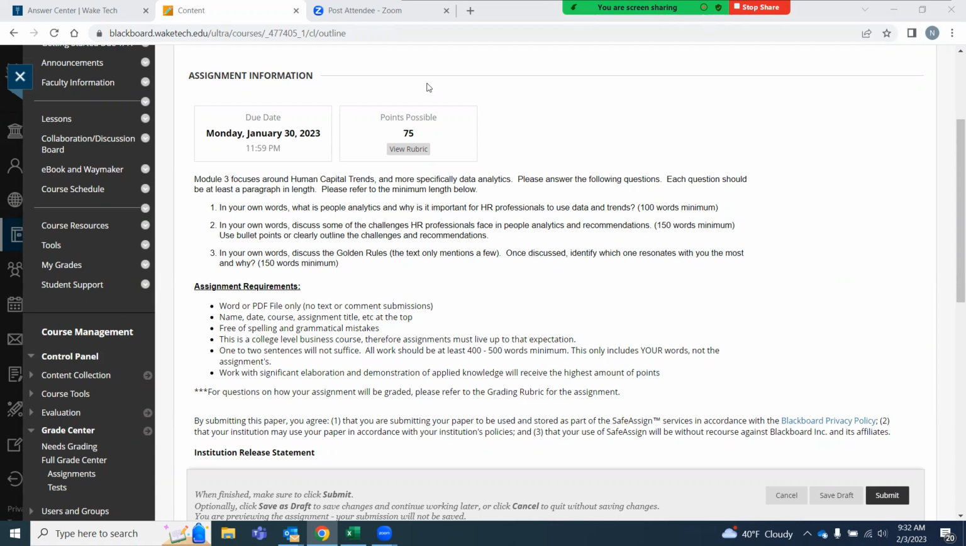You can find that when you go to submit your assignment. You can see right here, there's a view rubric button. You can find that there. This is the generic one. The one specific to your grade would be found under My Grades with the assignment.